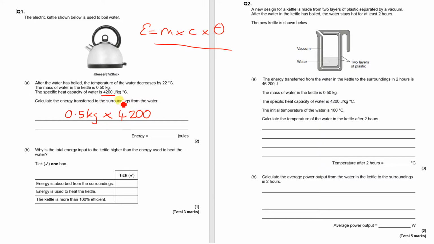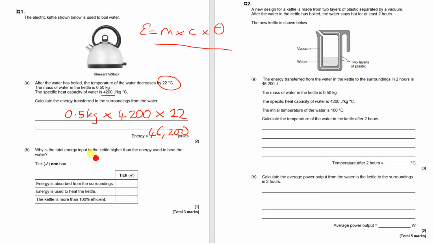Now remember, water has a really high specific heat capacity, which means it takes an awful lot of energy to raise the temperature of it by 1 degree C, and that's for 1 kilogram of material. It says that the temperature of water decreases by 22, so that is the temperature change. It doesn't have to go up, it can go down as well. So if we multiply those together, we will get 46,200 joules.